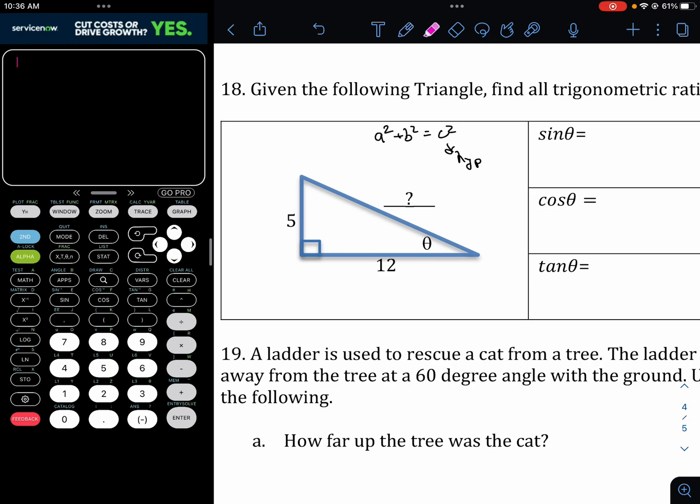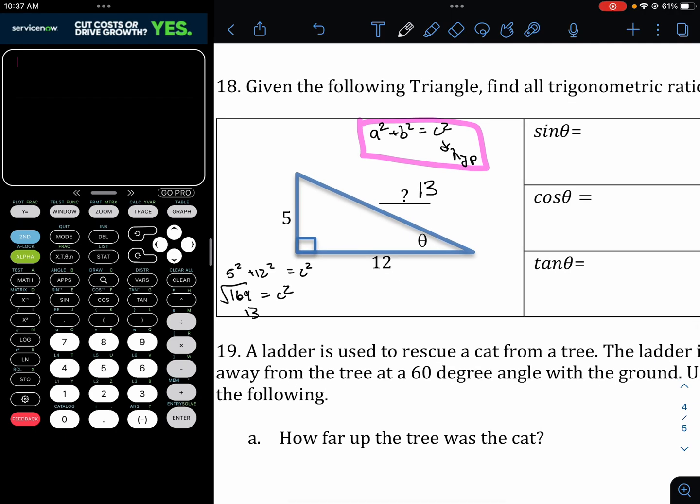Okay, so it might be something you want to have written down. What we can do is 5 squared plus 12 squared equals c squared. That's 25 plus 144, 169 equals c squared. Square root of that is 13. So 13 is our hypotenuse.